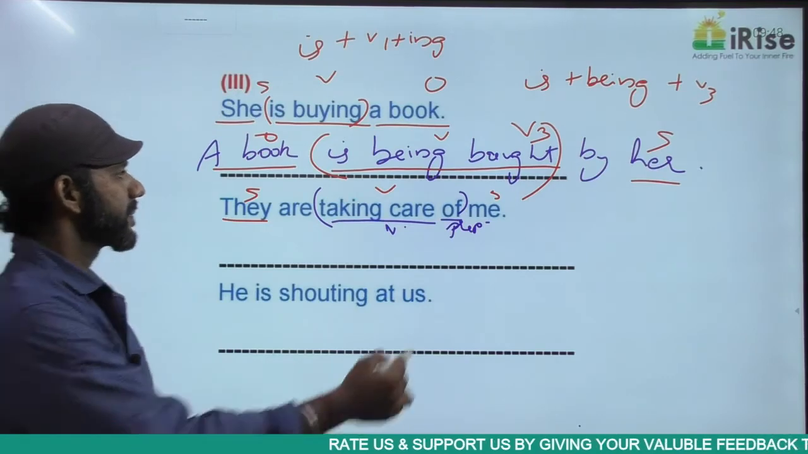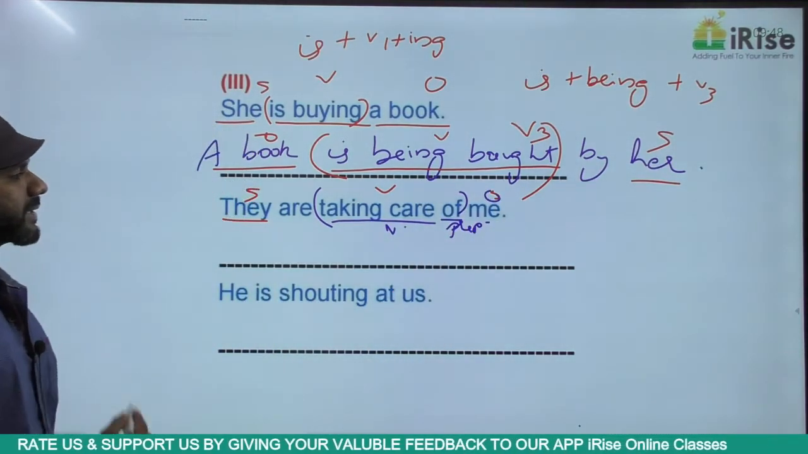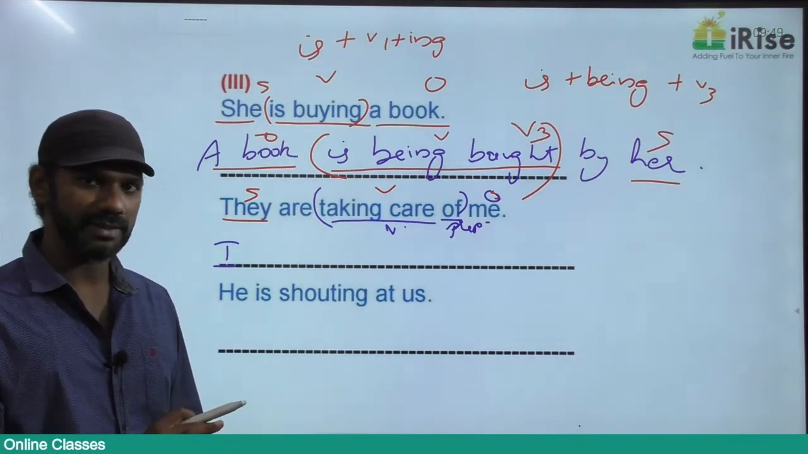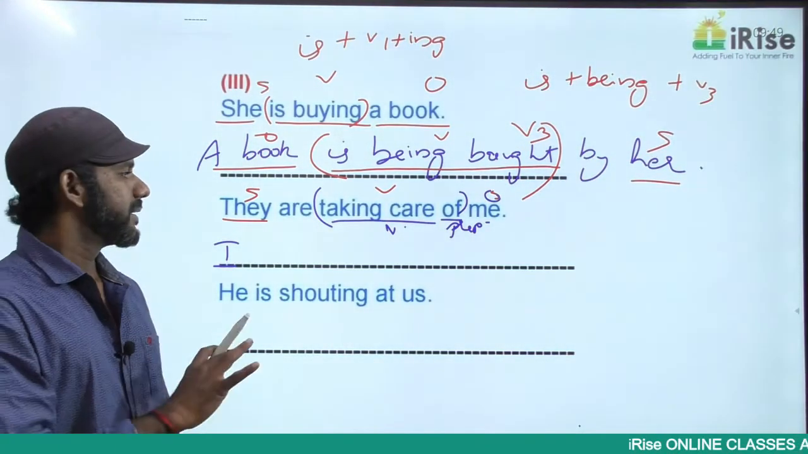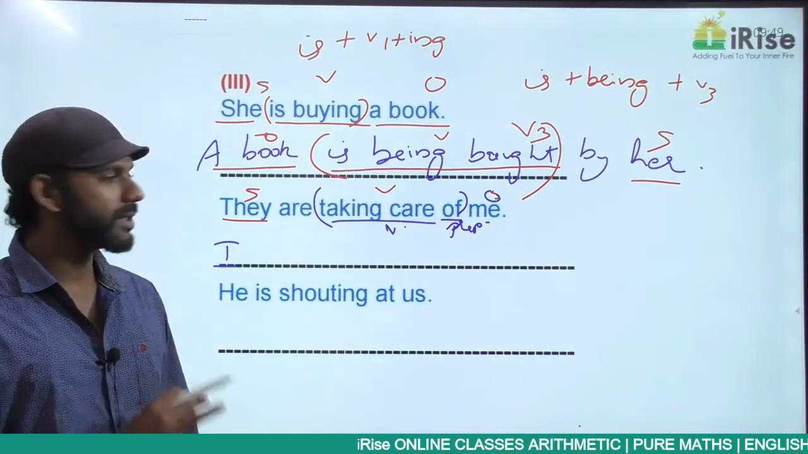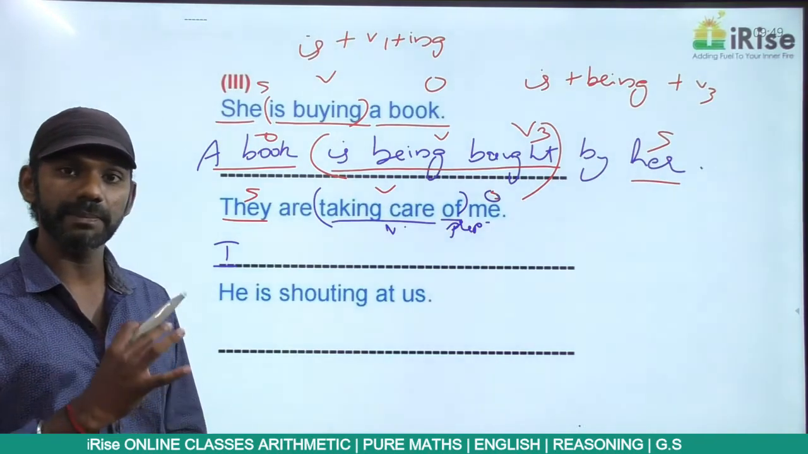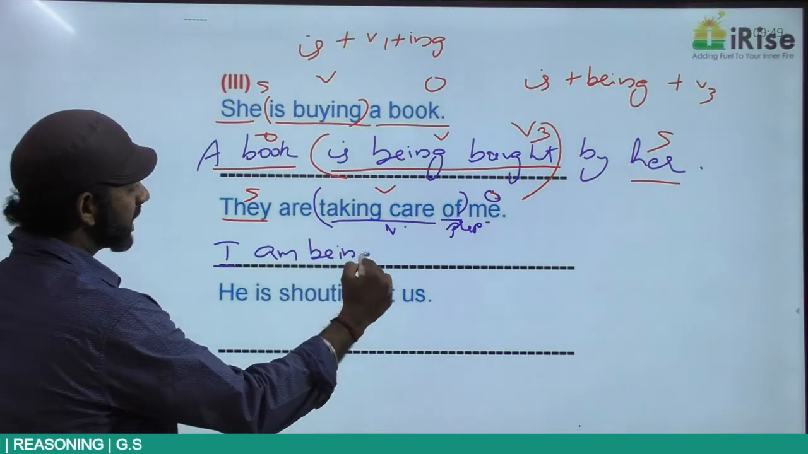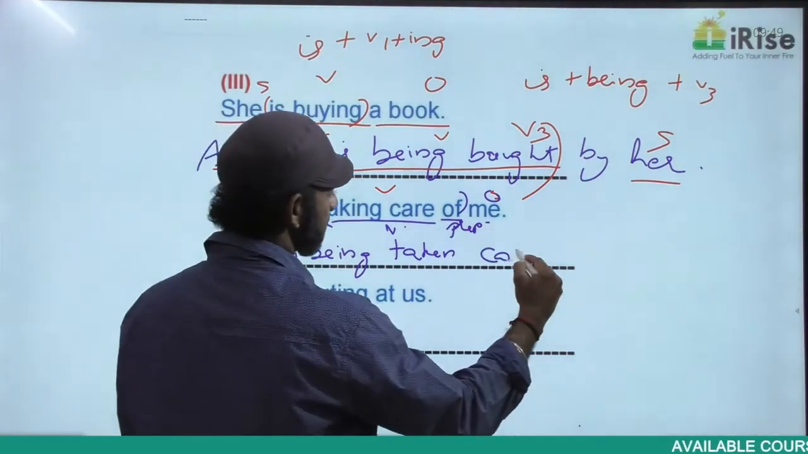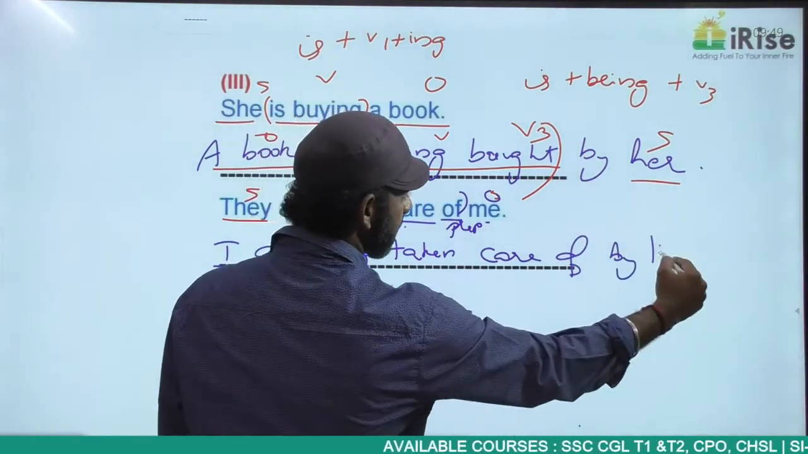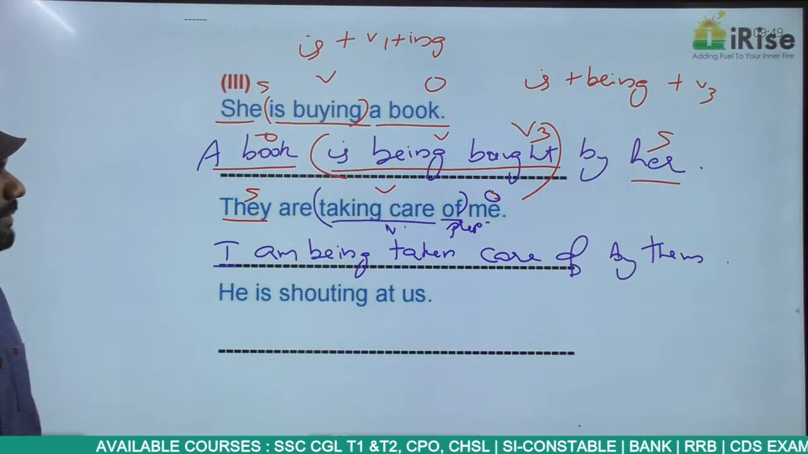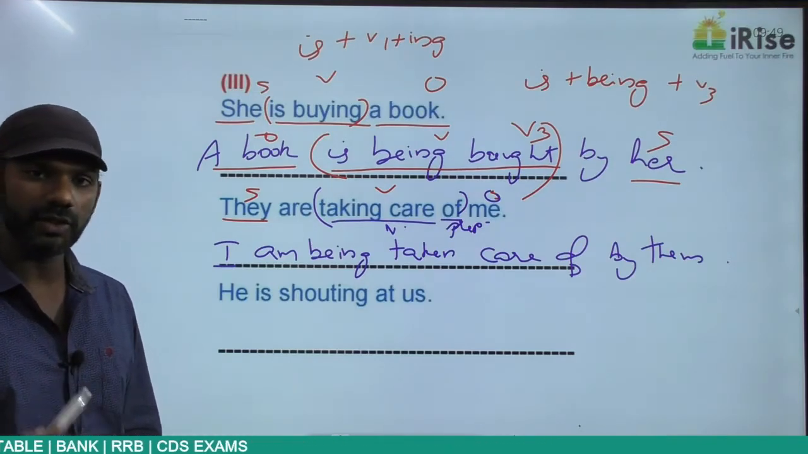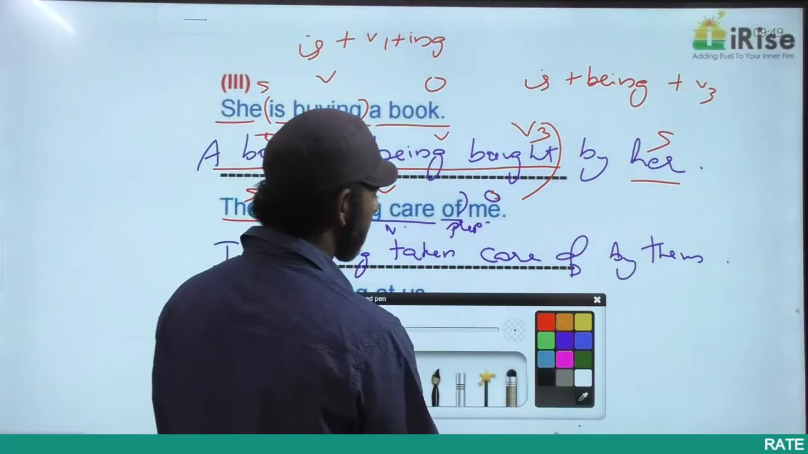This sentence is in the active voice, present continuous tense. So in the passive voice also it must be in the present continuous tense. So this sentence in the passive voice becomes: I am being taken care of by them. Taken care of is a phrase. Take is V1, took is V2, taken is V3. It's take, took, taken.